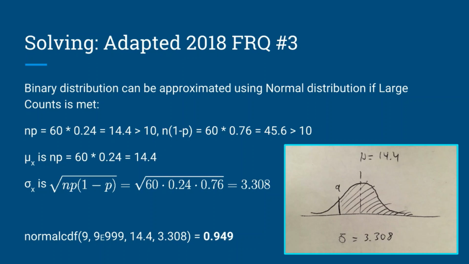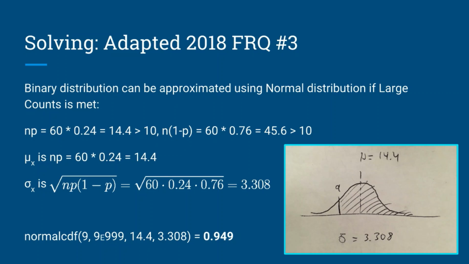But wait, there's another way of getting this answer as well. This isn't as important, but sometimes the binomial distribution can be approximated by the normal distribution. To use it, the large counts condition must be satisfied. np equals 60 times 0.24 equals 14.4, which is greater than 10, and n(1 minus p) must also be greater than 10. So in this case, we're good.